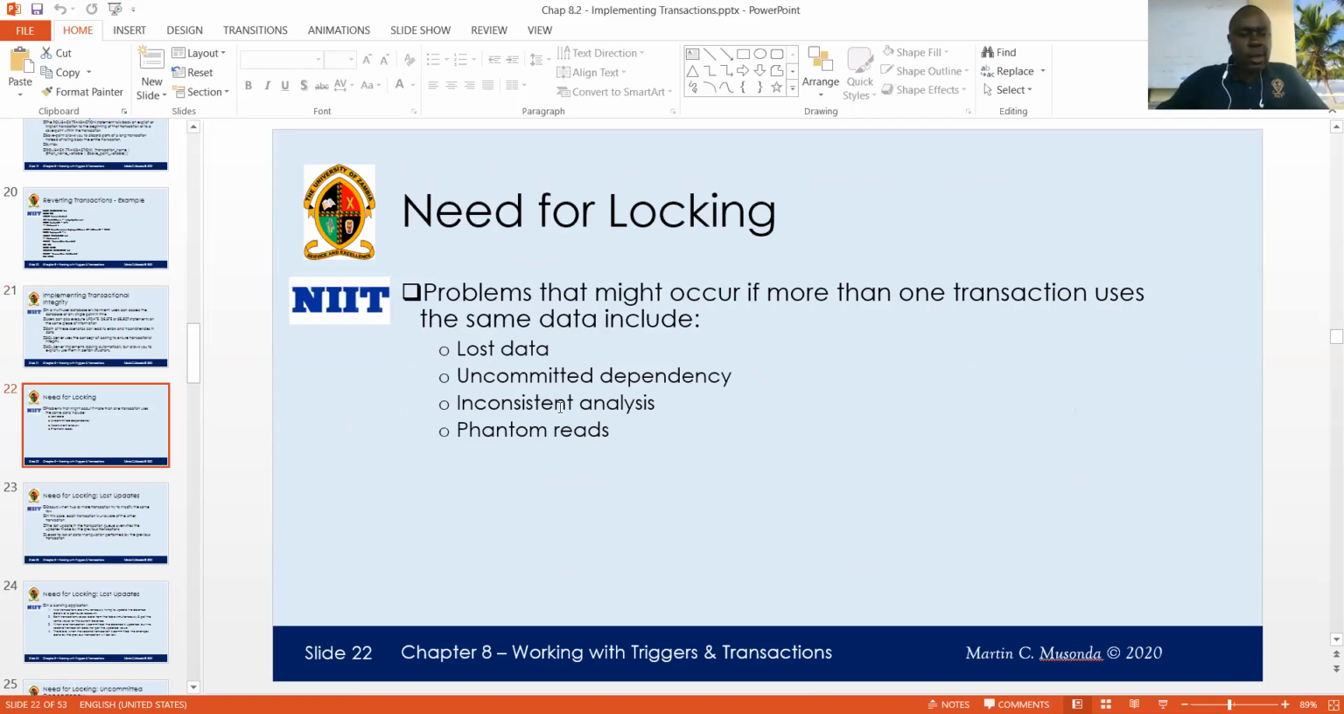Why do we need a locking mechanism? What problems does locking seek to address? Problems that might occur if more than one transaction uses the same data include the following. There may be loss of data. There might be what is called uncommitted dependence. There might be inconsistent analysis, and there might be phantom reads.